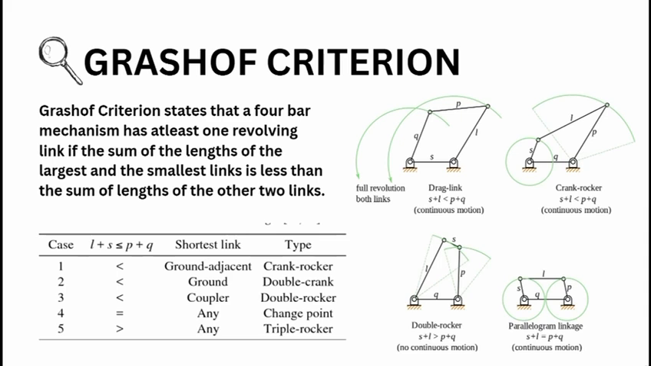And case 3, if the shortest link is the coupler, neither grounded link can perform a full rotation, they can only oscillate. By applying the Grashof criterion to our initial 4-bar drive, where the input link is the shortest link and adjacent to the ground, we can ensure it functions as a crank rocker. This fundamental motion is essential for the continuous symmetric oscillation achieved by the final 6-bar Viper assembly.